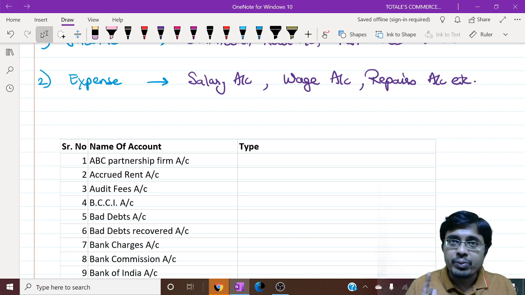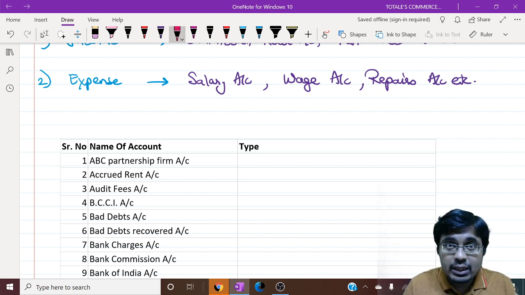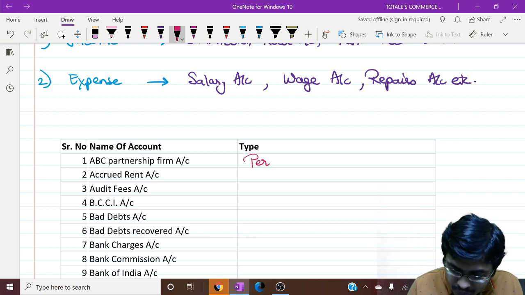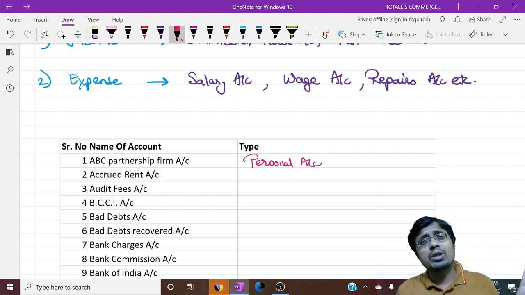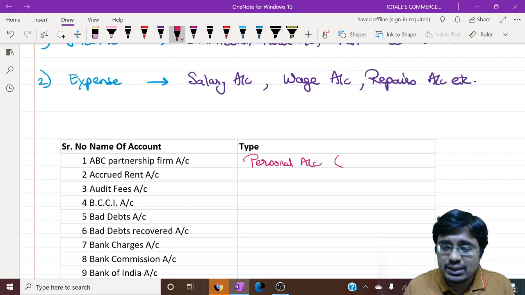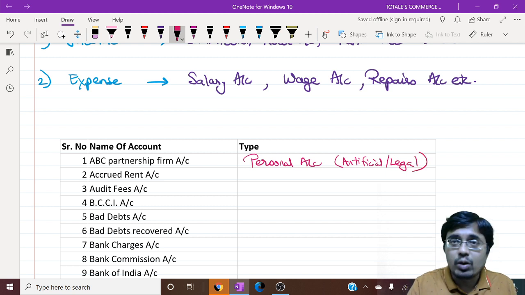ABC partnership firm. Now what is its type? It is an artificial legal personal account. So we'll name it as a personal account. You have to classify it into real, nominal, personal only. If you want, you can write in brackets what the subtype is. The subtype is artificial or legal personal account.